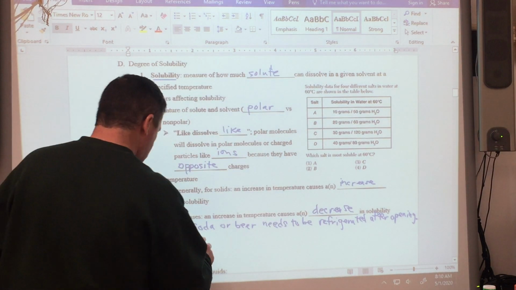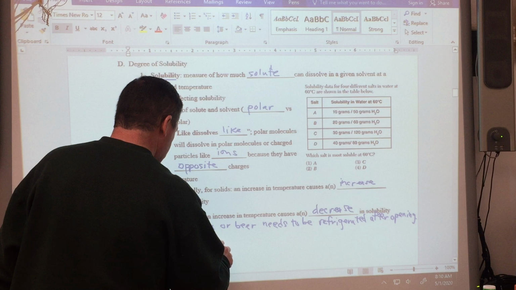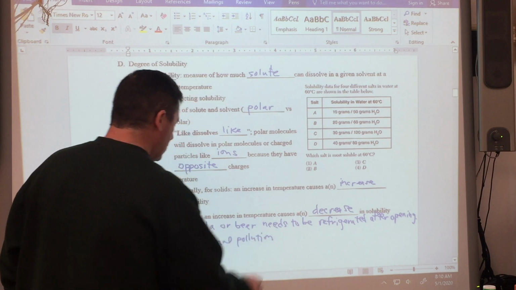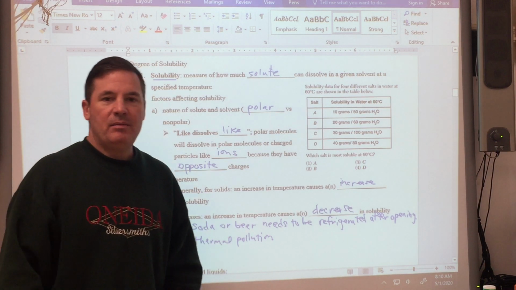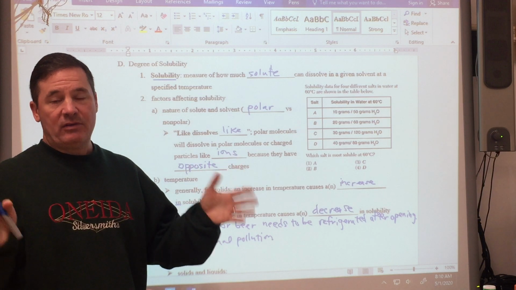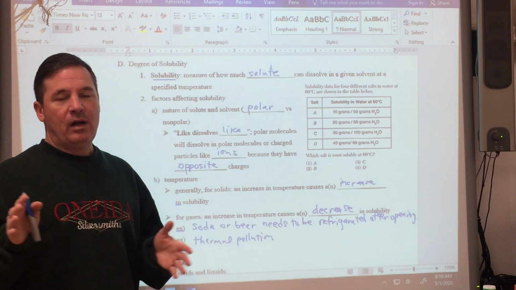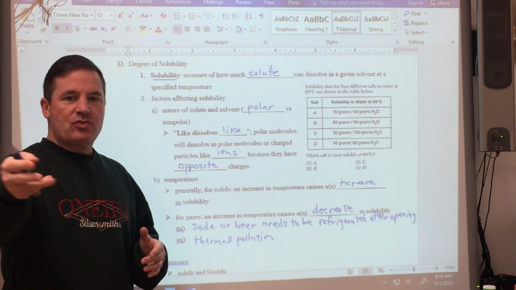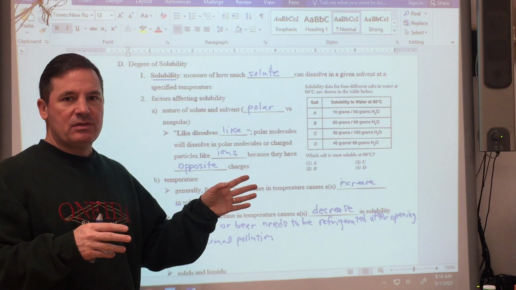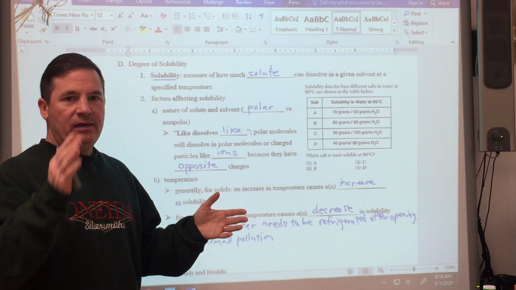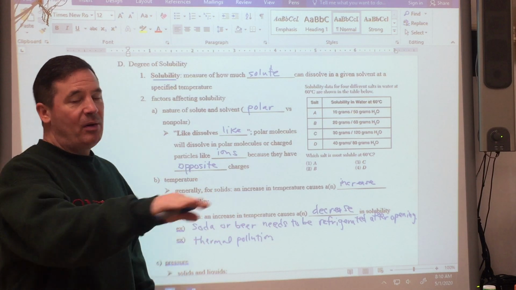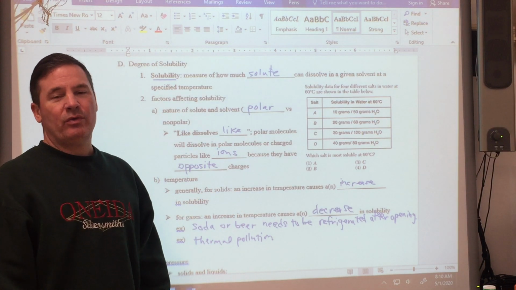The other thing here is what we call thermal pollution. Thermal pollution is when a factory, for example, is built on a river or on a lake, and they draw water in from the river or the lake to cool down all their machines. And when they do that, once the water has gone through the factory and heated up, they pump the water right back into the lake or the river.